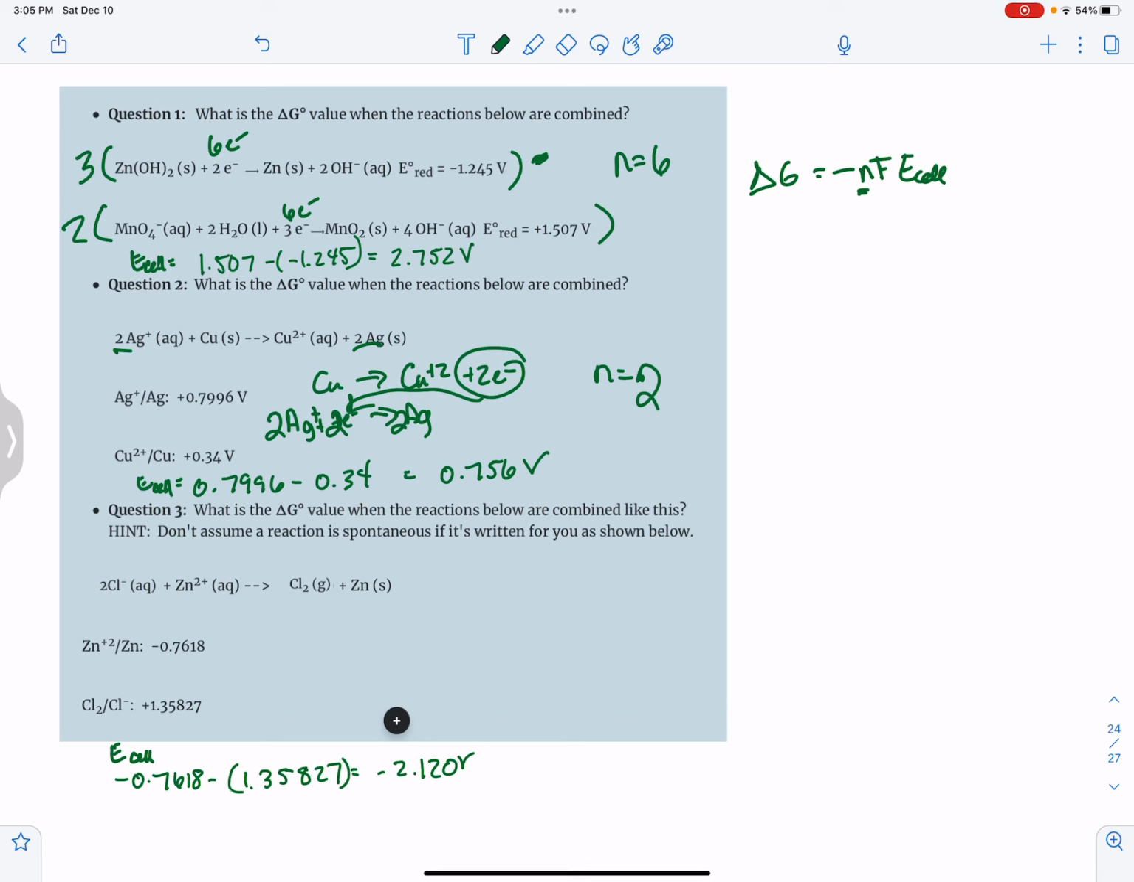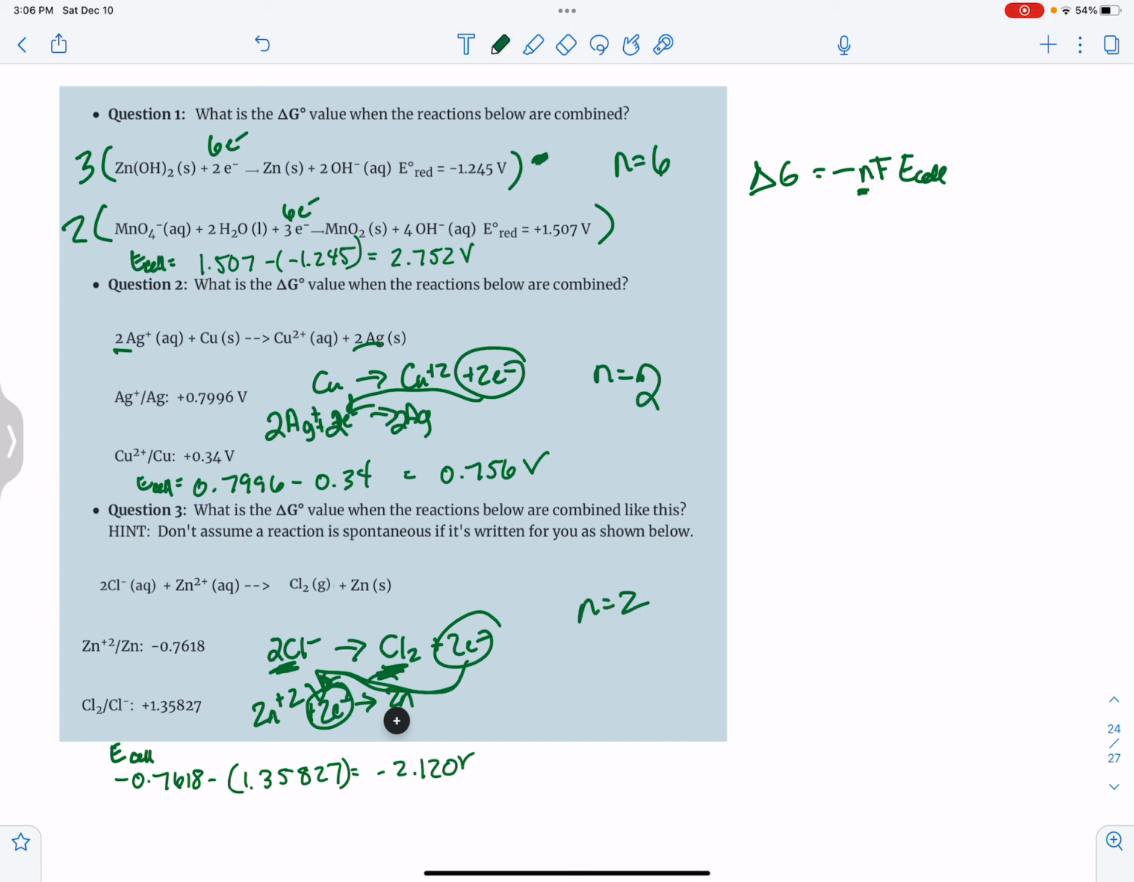And then I kind of have a similar scenario going on here. So if I have 2 Cl minus going to Cl2, then plus 2 electrons. It's only the 2 because of the way that this is diatomic. That's actually talking about 2 chlorines being made and losing 2 electrons. And then over here we have zinc plus 2 electrons going to zinc. So again, it's the 2 electrons that are made here that are used down there. So N equals 2 in that one.